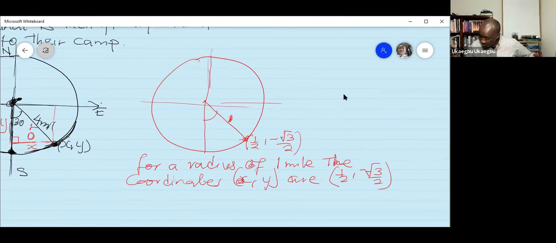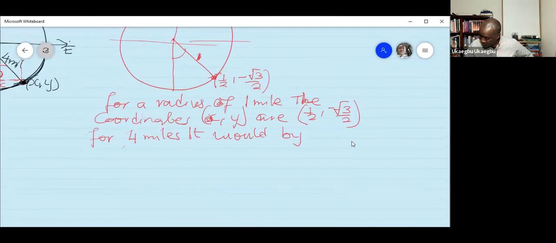Now for 4 miles, it would be 4 multiplied by 1 over 2, comma, negative square root of 3 over 2. So 4 times 1/2 will give you 2, comma, 4 times this will give you negative 2 square root of 3. And that is your solution.